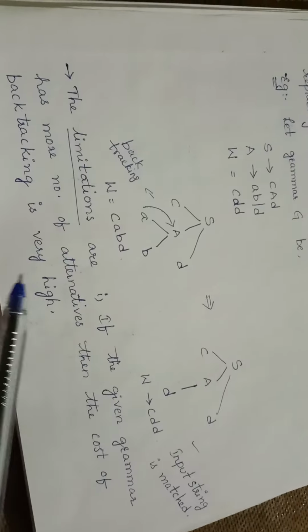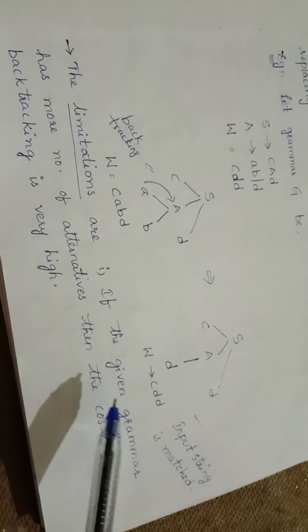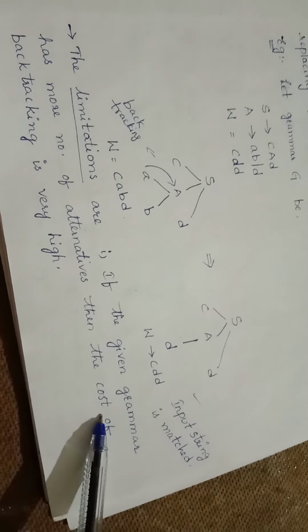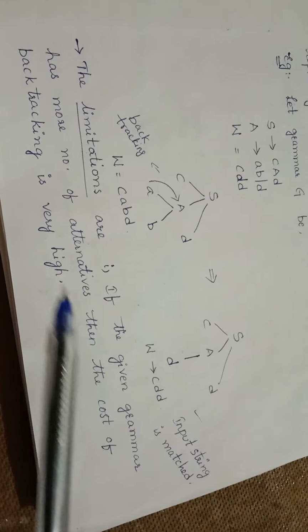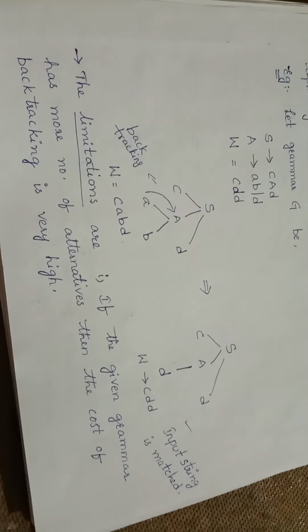So here we have some limitations. Those limitations are, if the given grammar has more number of alternatives, then the cost of backtracking is very high.